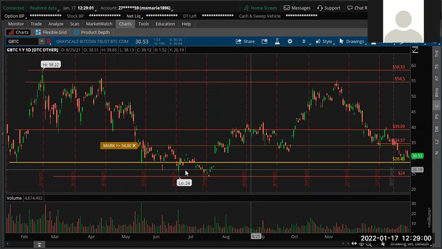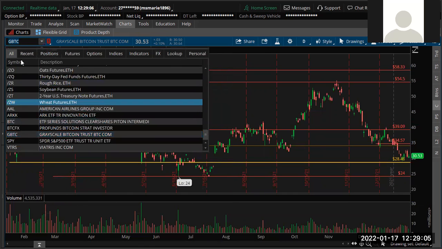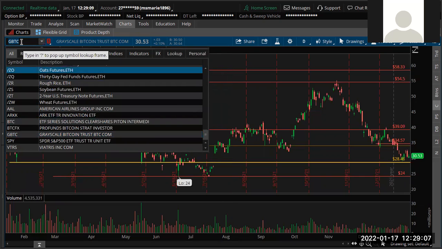Absolutely. And you can look at any kind of chart you want to and see what the overall trend is. For instance, everybody likes to look at Apple. I love looking at Apple. I trade Apple.